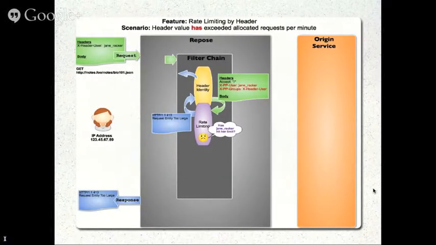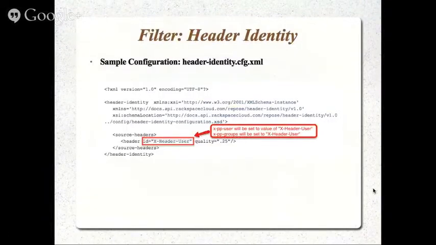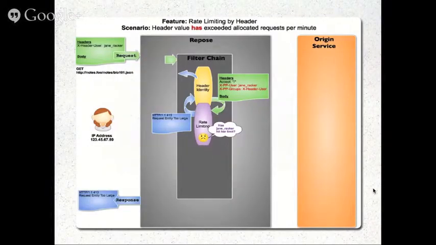Correct. Did you say XPP user and XPP groups will both be set to the same x-header user? So one will be set to the value that's in x-header-user, one will be set to the actual name x-header-user. And in this example, it might be clearer if you could actually see it.